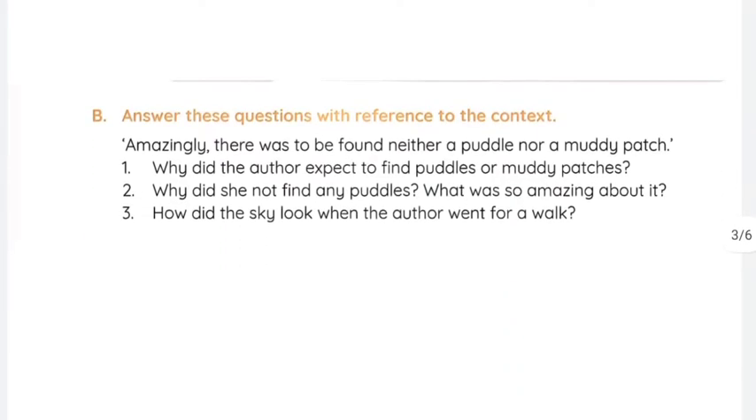And see children, here we have to answer these questions with reference to the context. So here we have a context from Ranikhet's Gift. Amazingly, there was to be found neither a puddle nor a muddy patch. So why did the author expect to find puddles or muddy patches? Because it had rained. That is why the author expected puddles or muddy patches. Why did she not find any puddles? What was so amazing about it? So here we have the answer.